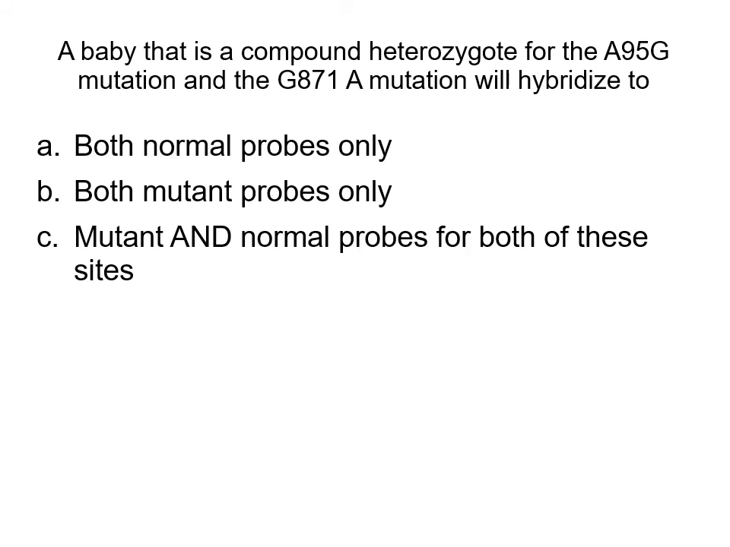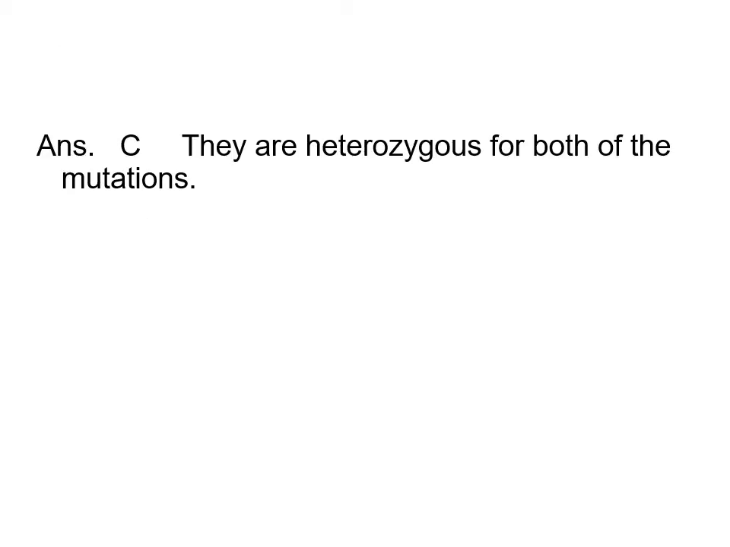Okay, so a baby that is a compound heterozygote for the A95G mutation and the G871A mutation will hybridize to mutant and normal probes for both of these sites. You have to draw a picture to convince yourself of that, I think. Yes, they are heterozygous for both of the mutations in the same gene.